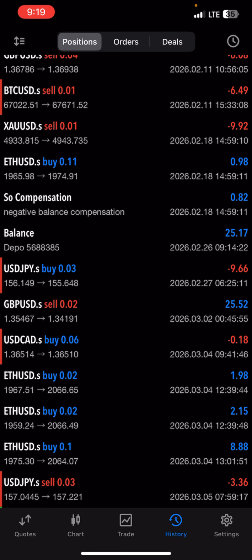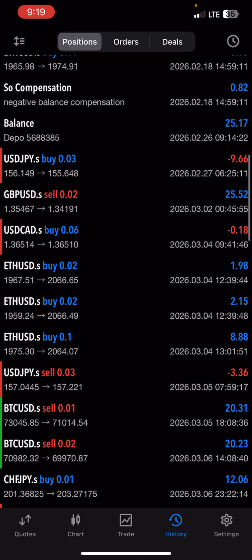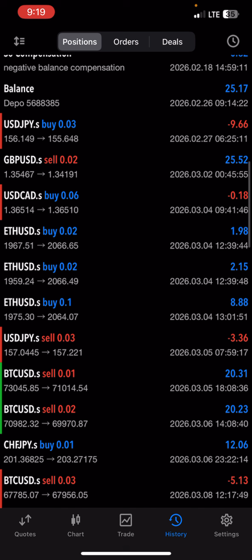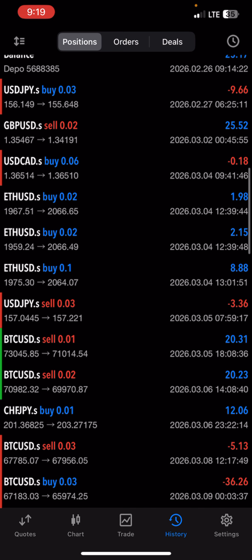So this $25, my first trade, I was risking $10. I lost it. So second trade, I was risking I think it was $15. So I was able to make $25. So that was when it started going well at the beginning of this $25 deposit. I was making profit.